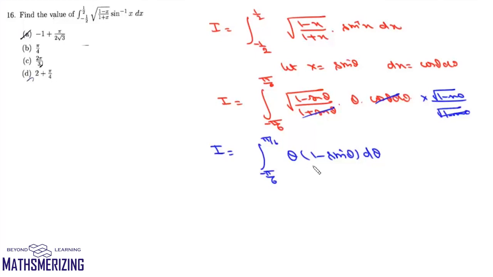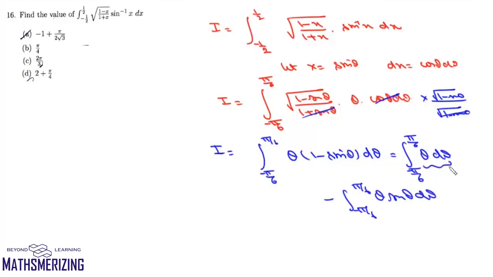Now we'll split this integral in two parts. So we can write this as the integral from minus pi by 6 to plus pi by 6 of theta d theta, and then minus the integral from minus pi by 6 to plus pi by 6 of theta sine theta d theta. Now this is an odd function, so the value of this integral will be 0. So we can write this I as minus 2 times the integral from 0 to pi by 6 of theta sine theta d theta.